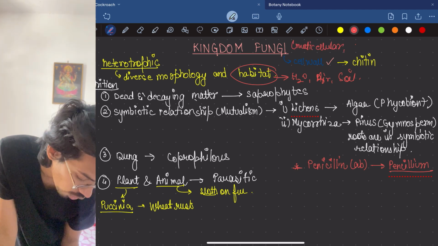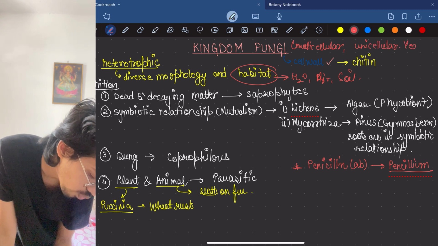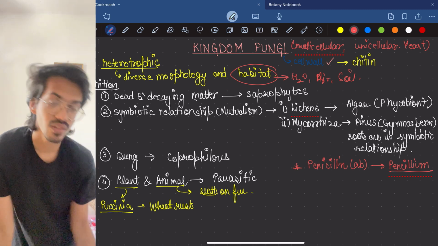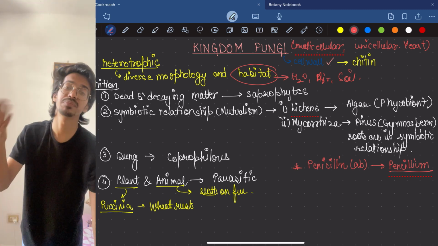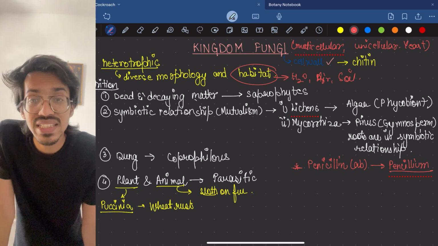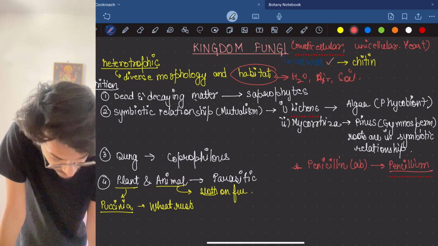Moving on to the next thing. Most of them are multicellular, and one such unicellular example is the yeast. For yeast, you have to remember that it is also called baker's yeast, brewer's yeast, wine yeast, or beer yeast. This also you have to remember about the fungi; that becomes an important one.